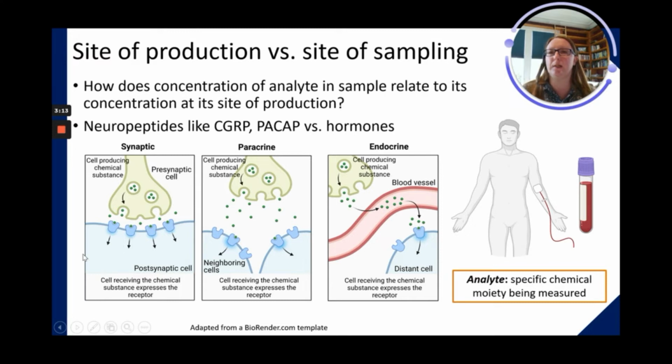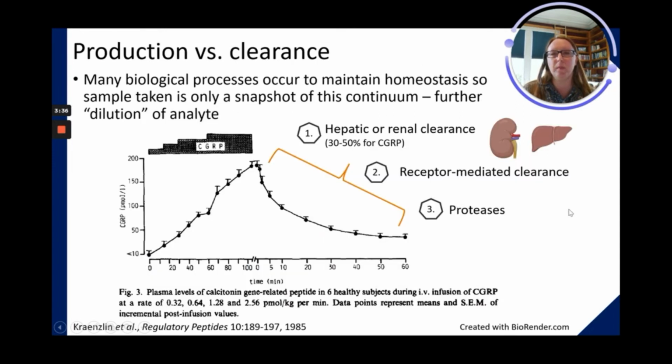Whereas a neuropeptide, for example, like CGRP or PACAP, being produced in a neuron to act locally, the amount that you see in blood is more likely to be a spillover from the neural site. So at the neural site, its concentration might be high, but by the time you're taking a sample from the blood, it's effectively diluted. It also becomes diluted because as soon as the substance has been produced, there are biological mechanisms to clear it from the system in order to maintain sensitivity to that substance.